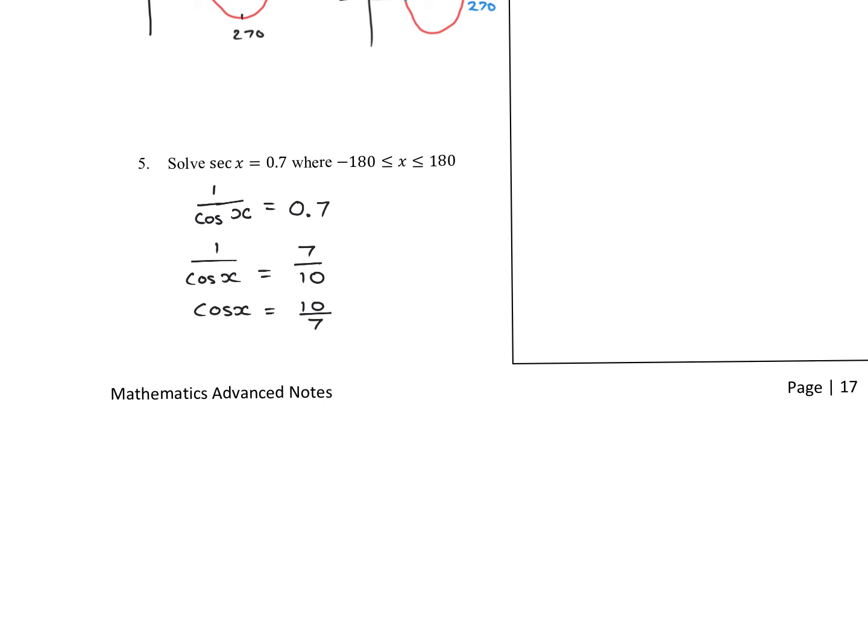Put it into your calculator. So x is equal to cos negative 1 of 10 over 7, because now that we've got numbers, we can put it into the calculator. What do you get?